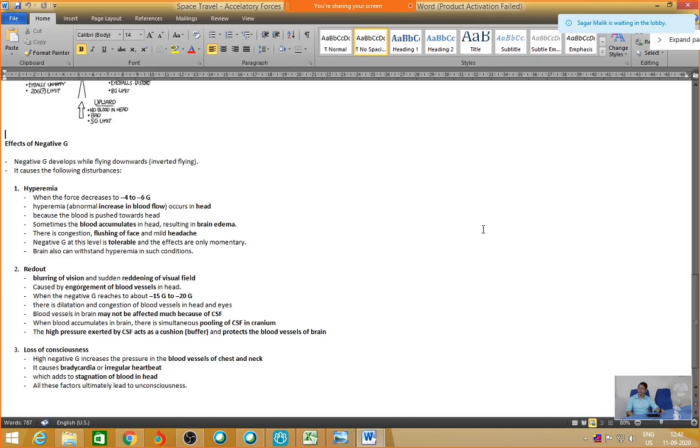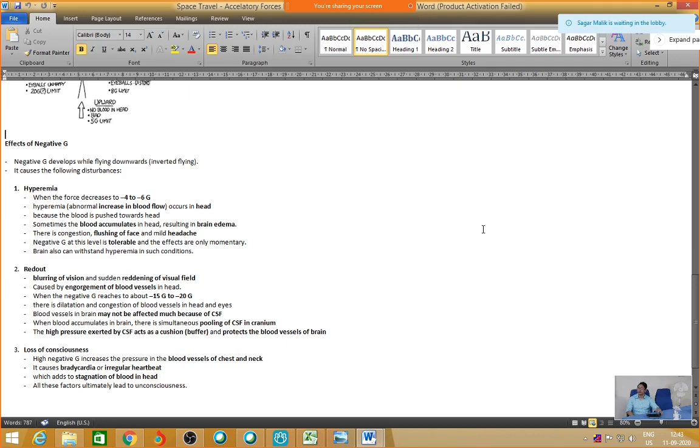Okay. This increases the blood flow in the brain or the head, and more blood accumulates in the head and causes brain edema. The capillaries of the brain are usually accustomed to 1G. That means they can maintain the exchange of blood with respect to the brain tissue when the person is exposed to a G force of 1. But if it is around -6 to -4, then there will be more blood than the capillaries can handle. In those situations, the blood will accumulate in the brain, the capillaries will burst and there will be edema in the brain.